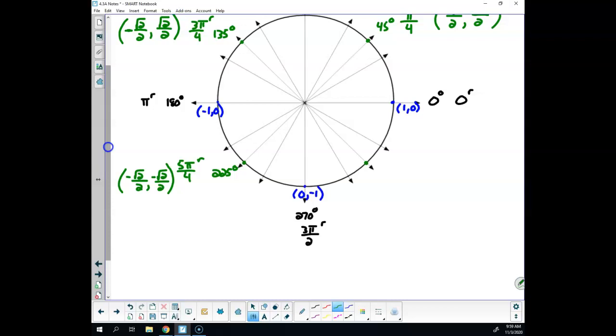And last one, 315 degrees, 7 pi over 4 radians. And that one. Square root of 2 over 2, positive for the x, negative for the y, because we're in quadrant number 4. Good? Good.